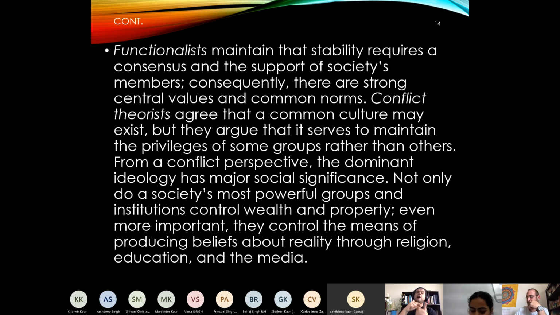Functionalism. You see this word? Functionalists. So it's called functionalism. So the functionalists are the thinkers who are following functionalism. And the conflict theory, and interactionism. How do you write it? Action. What's the meaning of action? A particular doing. Interactionism.